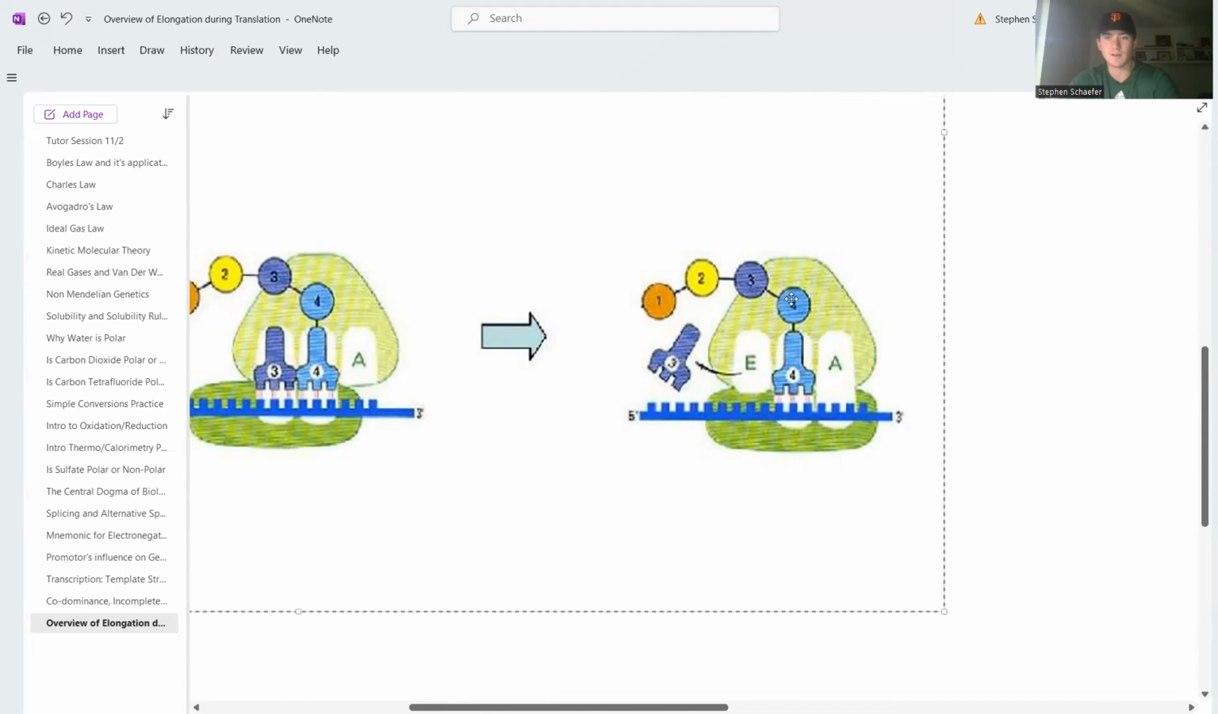And just keep in mind, our starting site for the chain is going to be our C terminus, and then our end site is going to be the N terminus. All right, cool. Hope this helped.